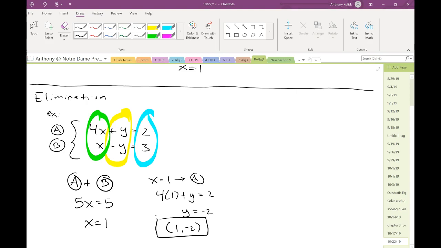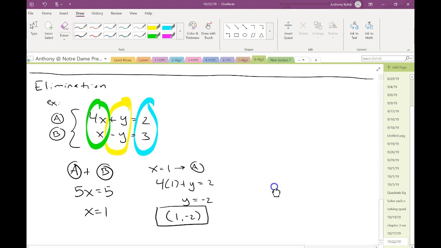Because the nice thing about elimination, as you go through, the problem is getting smaller and smaller each time we do an elimination, which is nice. Not the case for substitution, where it kind of stays the same size. Let's do another example.